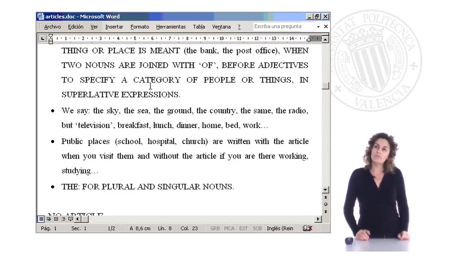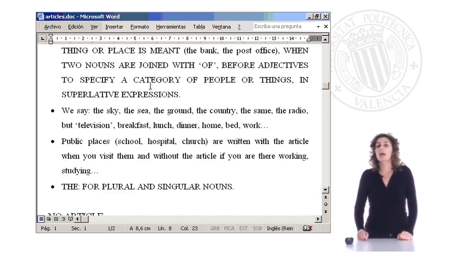But on the contrary, we say television. We don't say the article there. We also say breakfast. We have breakfast. We have lunch. We have dinner. We don't say the dinner. It's used in a general sense. Home, go home. Go to bed. But it means go to sleep, right? When we are talking about the object, the bed, we use the article there. Or work. I go to work, for example.